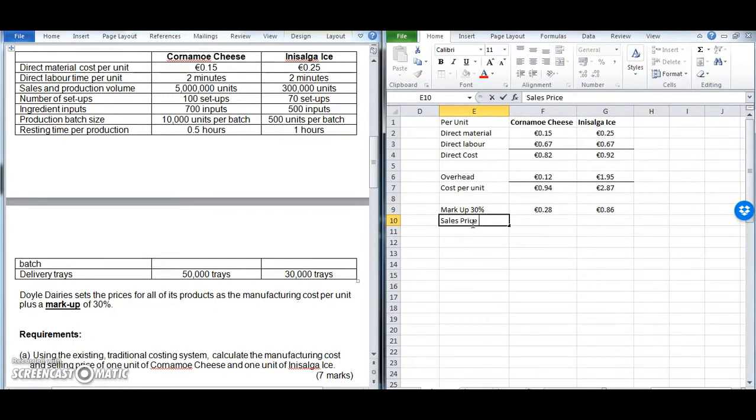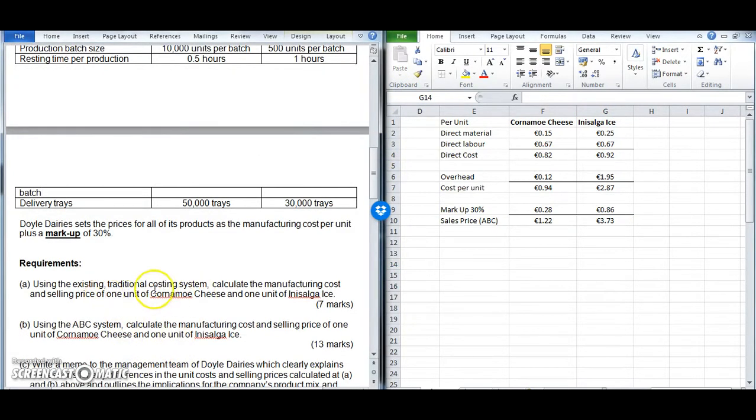So based on the ABC costing system, the selling price is the total cost plus my markup, which gets me a selling price of €1.22. And likewise for the ice product, we're saying cost $2.87, markup 86 cents, therefore my selling price will be €3.73. So now you've essentially done part A, which is the selling price in the traditional system, and part B, the manufacturing and selling price for the ABC system.